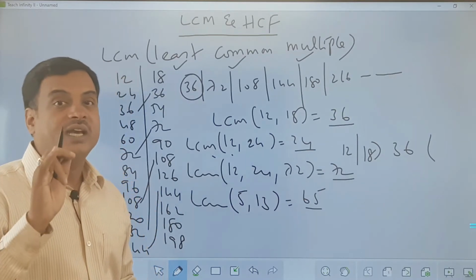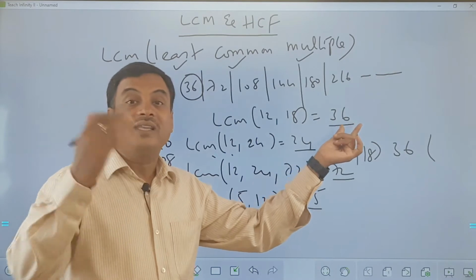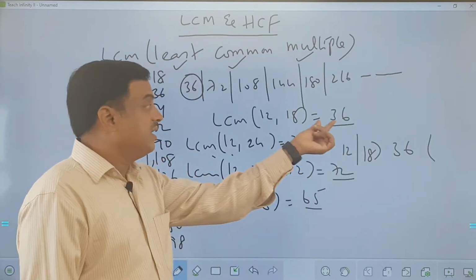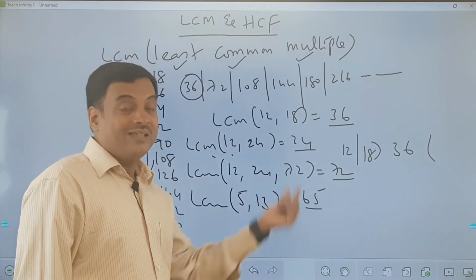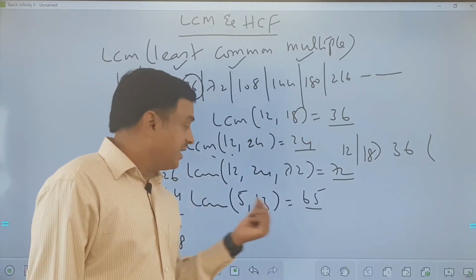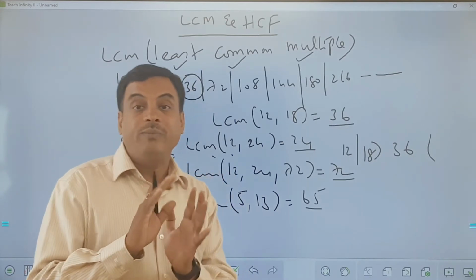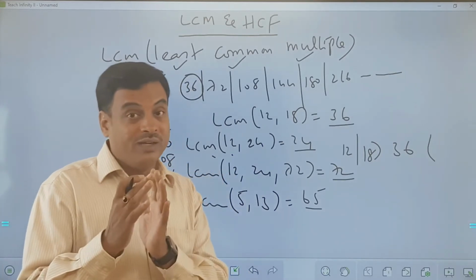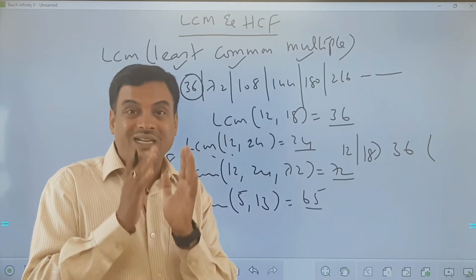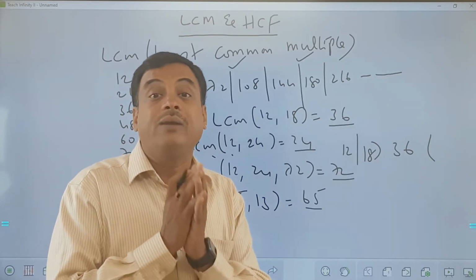Now the learning which I should see here, normally LCM will be greater than the given numbers. Like you see in case of the first and the last, 36 is greater than 12 and 18, 65 is greater than 5 and 13, both of them. So normally LCM will be greater than the given numbers. So don't go with the word least. It is not least of the given numbers. It is least among the common multiples.